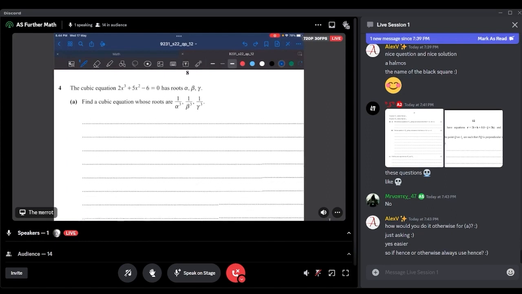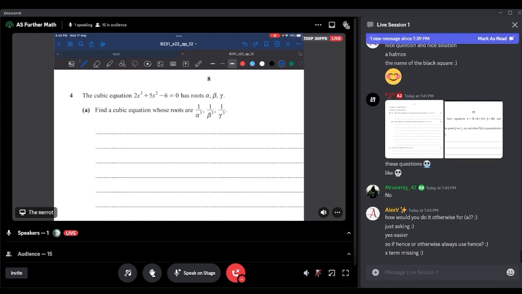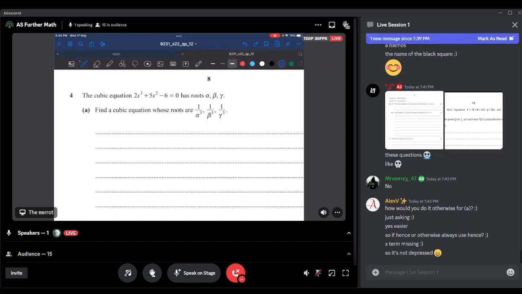Now we have the cubic equation here. Very funny looking one. And it has roots alpha, beta, gamma, as always. If hence or otherwise, always use hence. Well, it's easier to use the hence. I think that's the point. But yeah, the x term is missing here. So there's only an x cubed and an x squared, but no x term. So we have to find the cubic equation whose roots are the reciprocal cubed of the original roots.